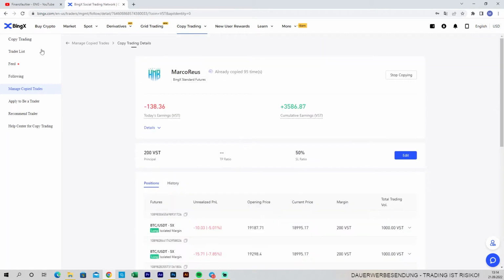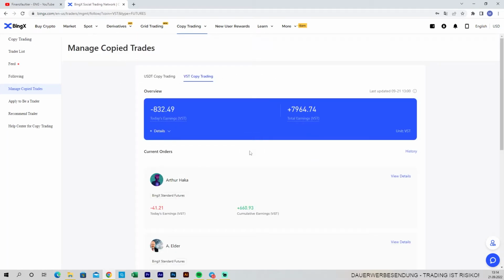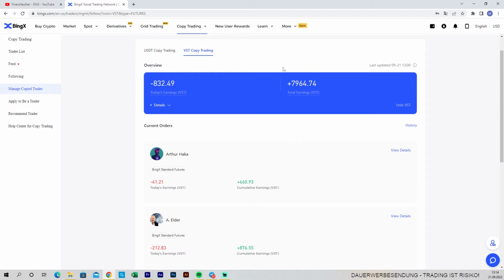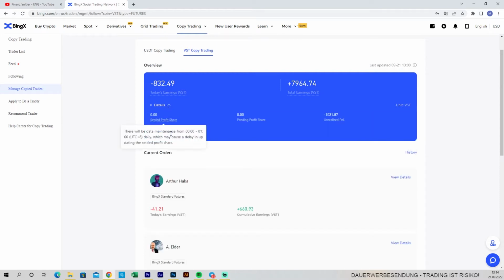I use $200 of the virtual dollars per trade, and you get 100,000 virtual dollars to test it out. So I use 0.2% per trade, and I already made 8,000, so 8% in a couple of weeks, which is amazing. When you go into the details, you see I have almost $9,000 in realized profit and loss, and about 1,000 in unrealized profit and loss, so 1,000 are still open and in the minus.